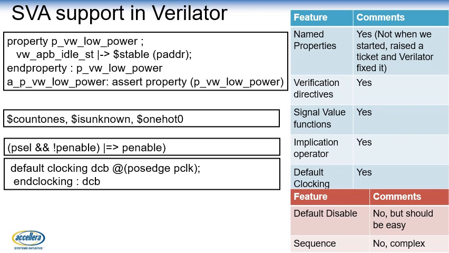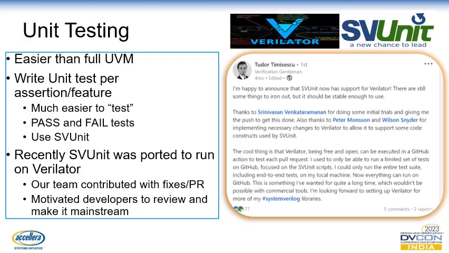And of course, there are other features that are unsupported. It's something that should be possible. Again, we encourage more contributions. So switching gears, how did we test these assertions? We use what is called a unit testing framework. It's easier than full UVM, to be honest, for testing a simple assertion such as what was shown earlier.